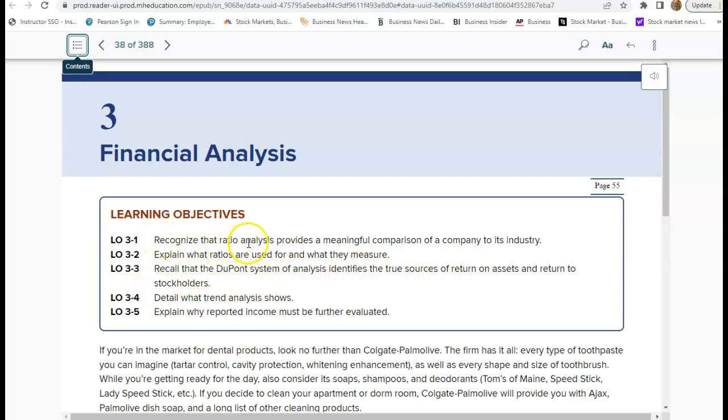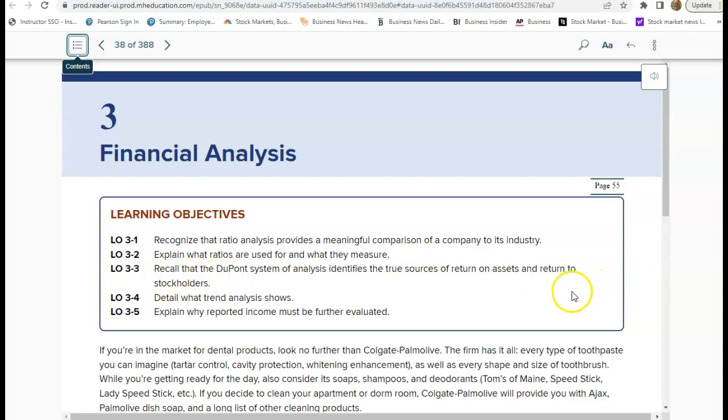Okay, so your learning objectives are to recognize that ratio analysis provides a meaningful comparison of a company to its industry. Ratios are just the core of financial analysis, so pay close attention to that. Explain what ratios are used and what they measure. You're going to look at some of the more common ones. There are more ratios than you can imagine in financial analysis, but there are some key ones that we're going to look at, and they're kind of grouped together in this particular chapter.